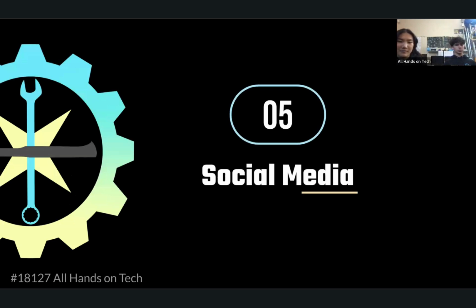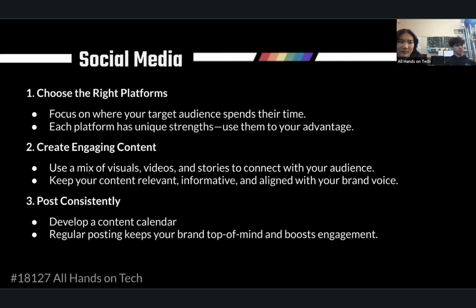Number five, social media. Okay, so for social media, you want to make sure you choose the right platforms. Focus on where your target audience spends their time. If it's millennials and Gen Z, it would probably be something like Instagram and TikTok. Each platform has a unique strength, so use them to your advantage. You wouldn't want to post a TikTok video on Facebook because it's probably for parents and not millennials and Gen Z, your target audience.